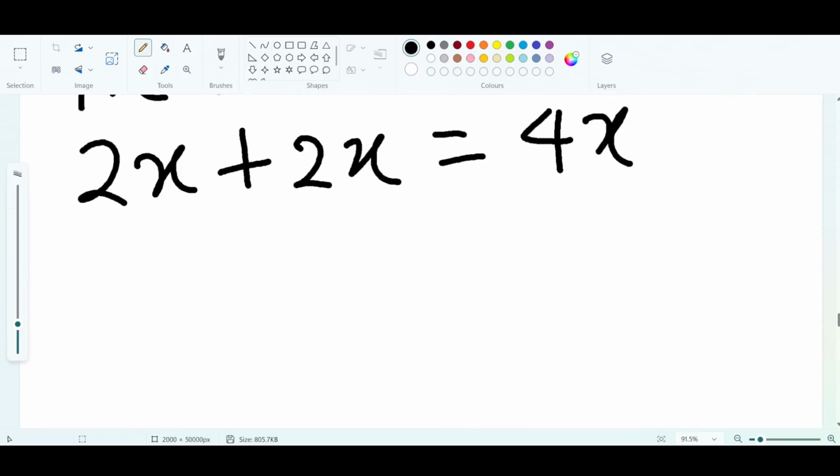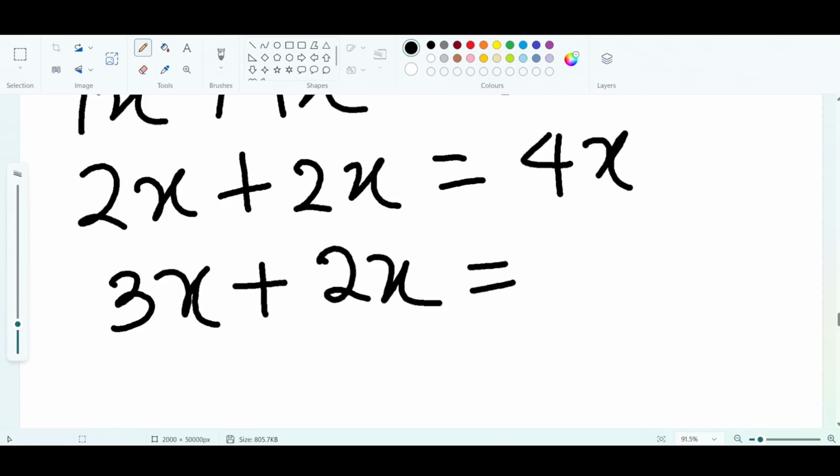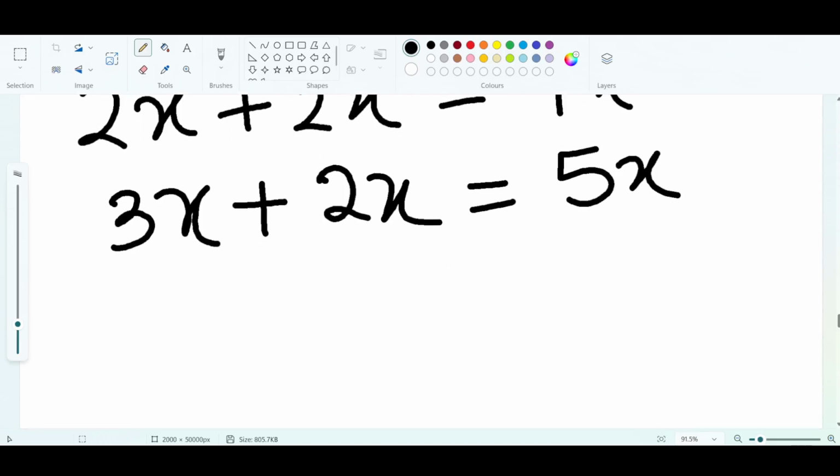Okay, so what about if we have 3x plus 2x? That is going to be what? 5x, right? Okay. So this is what we call addition in algebra. So for addition to take place, the x must have the same power before we can add them together.